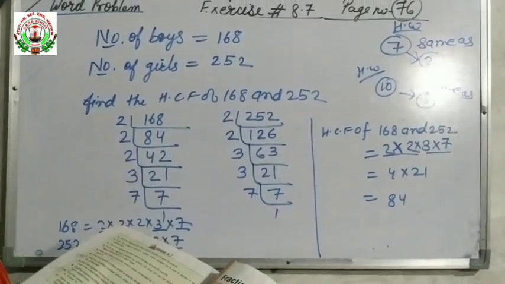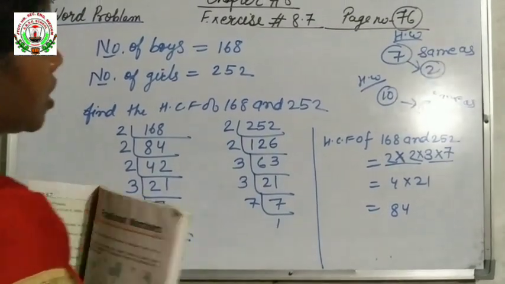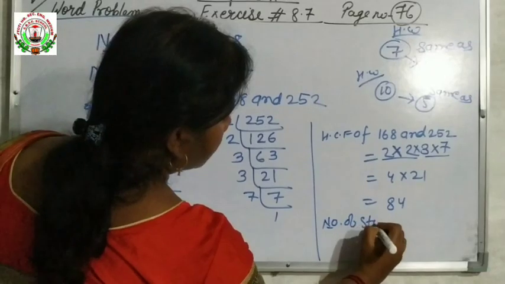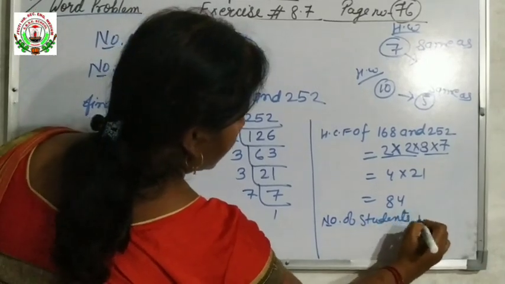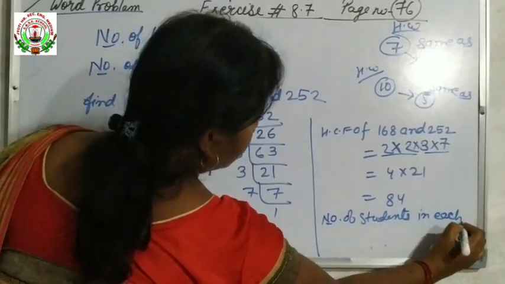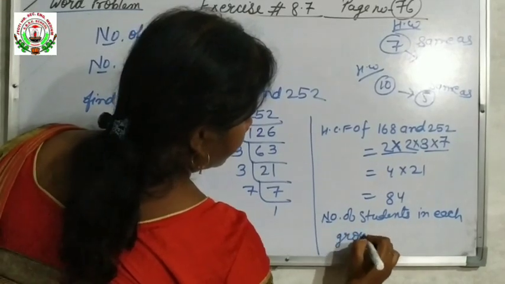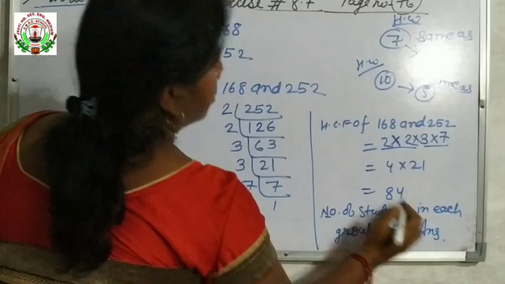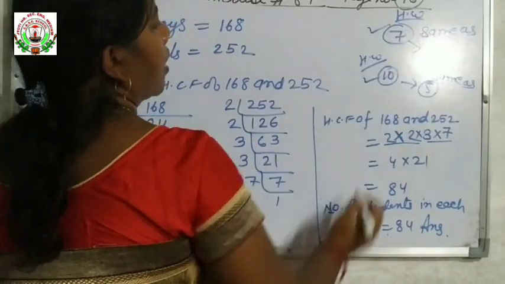So we will write here the greatest number of students possible in each group. So you will write here the number of students in each group is equal to 84. This is the answer. You will try to do both of these questions.